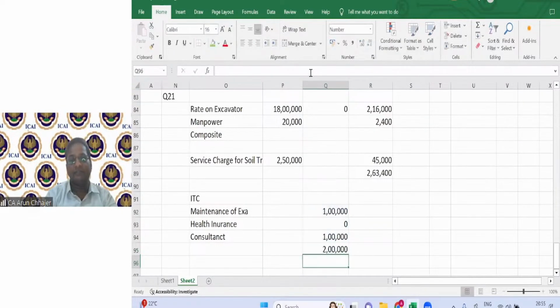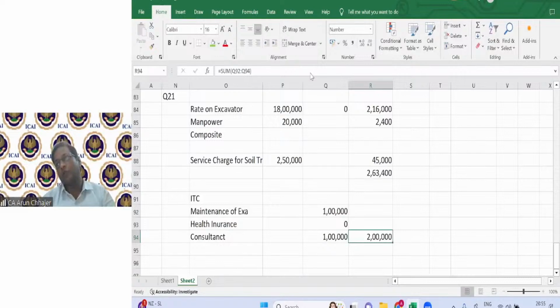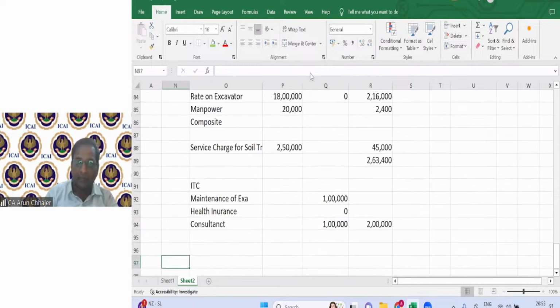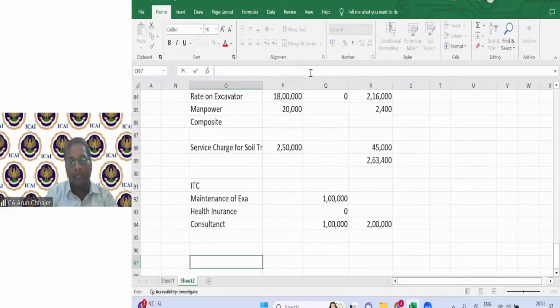What is the total ITC? 2 lakh rupees. I can say that 2 lakh is the total ITC, and 2,63,400 is the liability. So the liability is to be paid in cash.